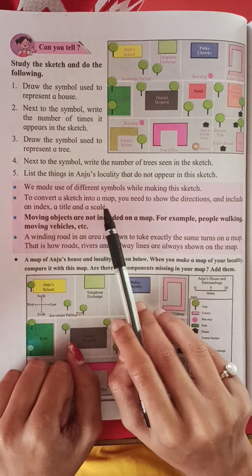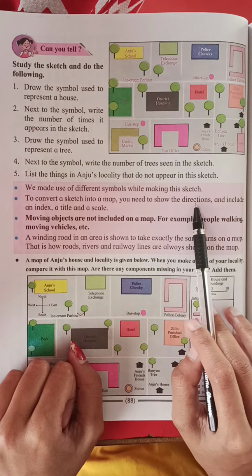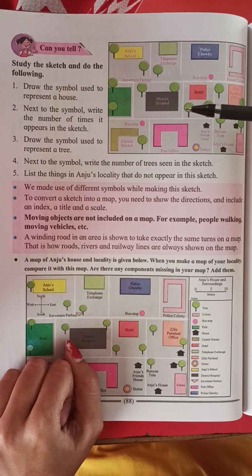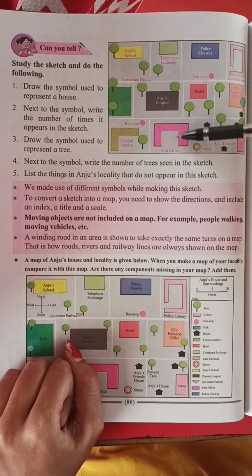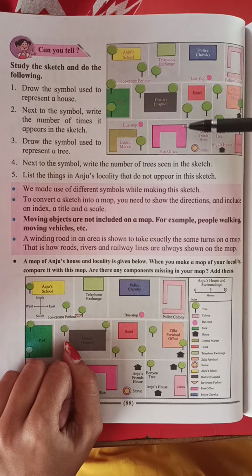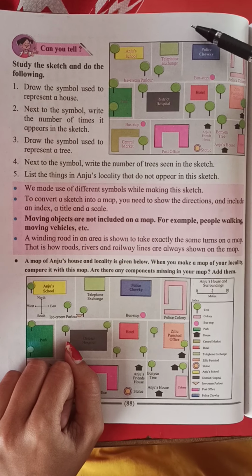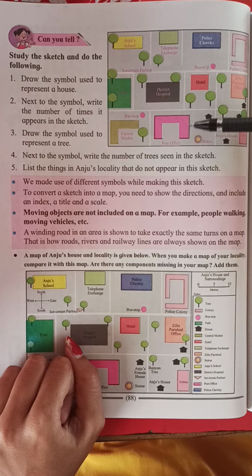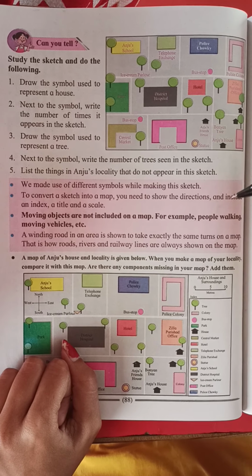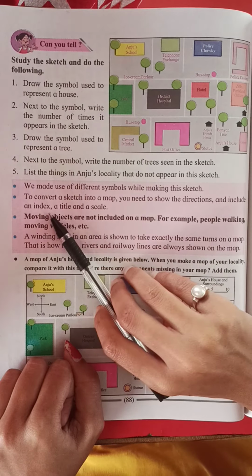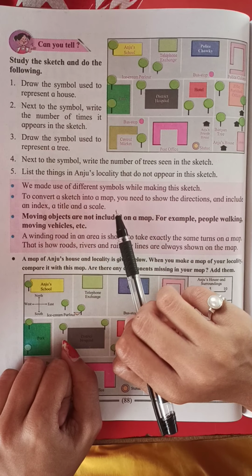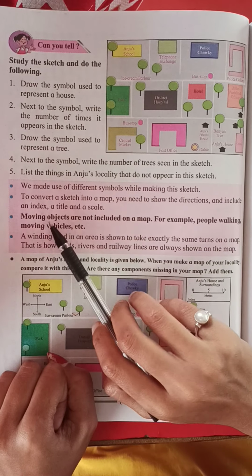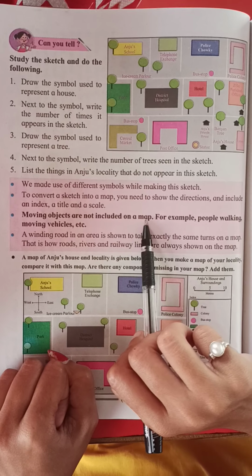To convert a sketch into a map, you need to show the directions. Now first what we have to do to convert this sketch into the map is show the direction. Means north, see, here is the north, here is the south, and where are the east and west. And include the index and title and a scale.